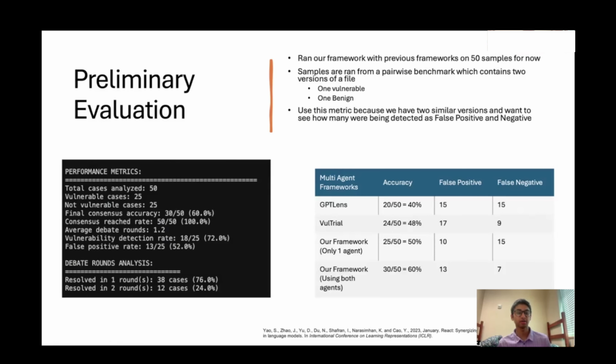You can see on the left what the results look like. There were 50 cases we analyzed, 25 vulnerable versions and 25 non-vulnerable. The average debate round lasted 1.2, which means on average the critique and React agent disagreed once and then went in a loop, about 1.2 times. So they didn't disagree that much, but a few times they did. At the bottom, you can see that in one round it resolved 38 cases, and in 2 rounds it resolved 12 cases.